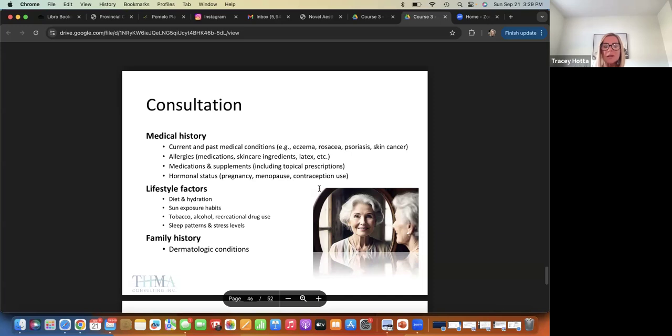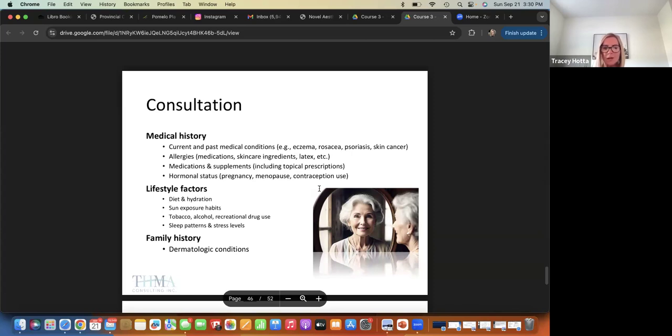Medications and supplements, including topical prescriptions, because some topical prescriptions, especially some acne treatments, can really affect what skincare treatments you're going to recommend and do. Some are recommended to stop 5-7 days before you do a procedure. So very important to make sure you ask your patient what medications and also supplements they're taking.